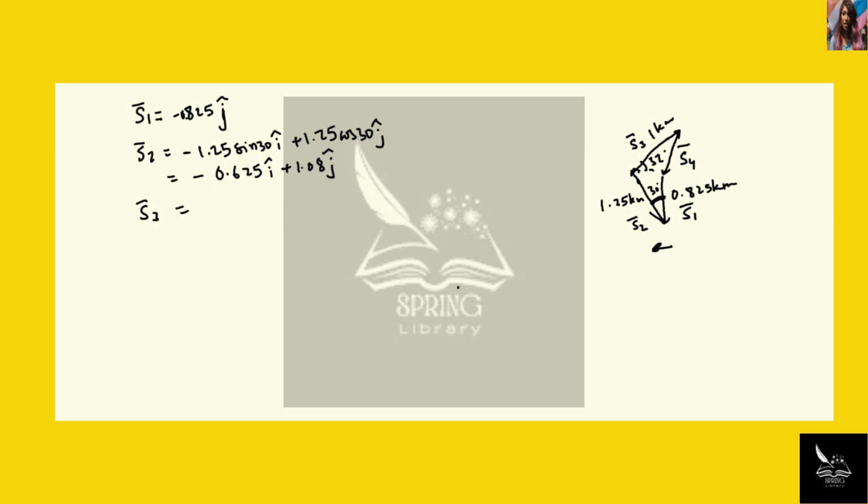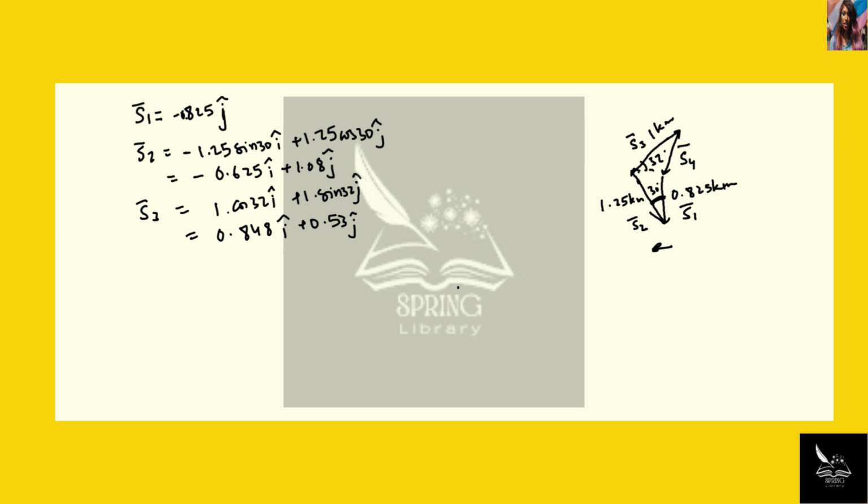Now, vector S3 would be simply 1 kilometer, which is 1 multiplied by cos 32 i hat plus 1 multiplied by sine 32 j hat, which is 0.848 i hat plus 0.53 j hat.